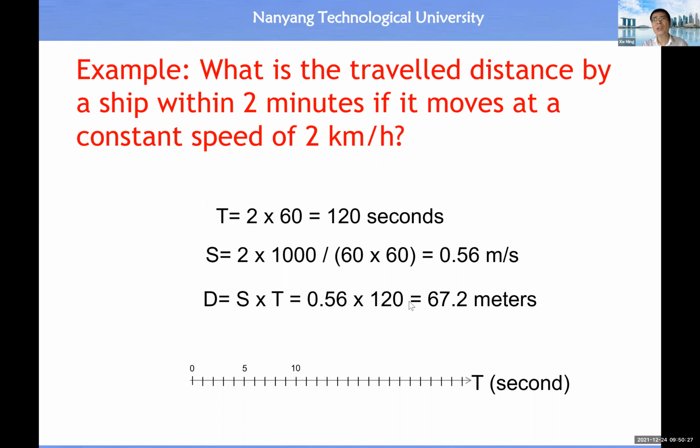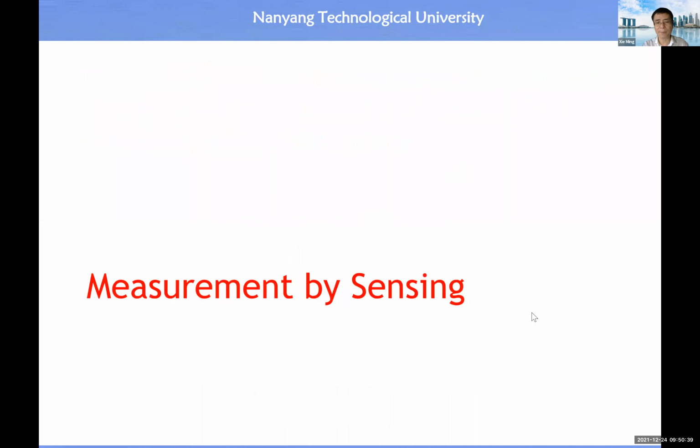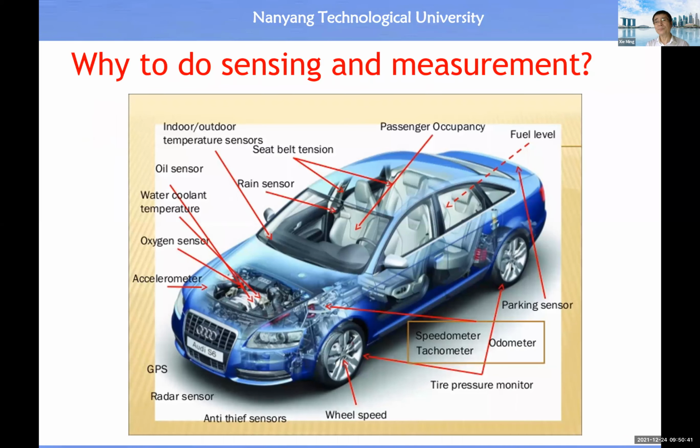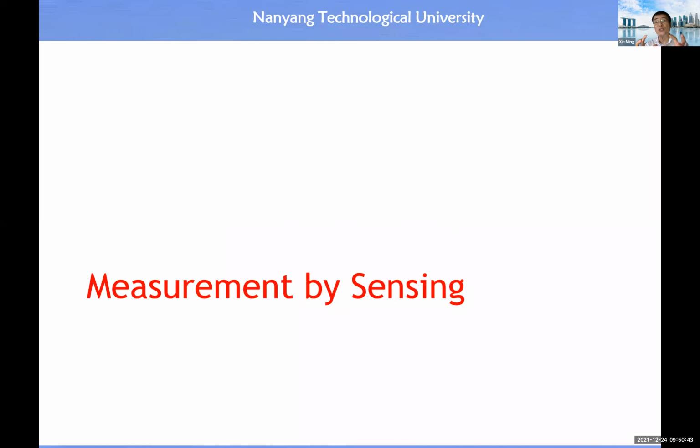This just helps you to understand that we must make use of a unit of measurement. So the time, then the speed, then travel distance, time together, and then you have the value in meters, right? Then for us, our focus is not to do manual measurement or sensing. We want to develop an automatic device to do the measurement and the sensing.